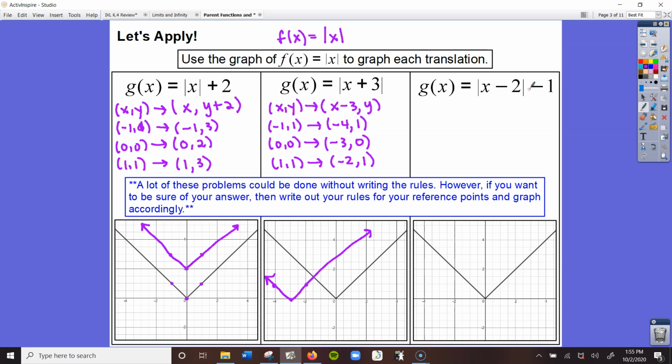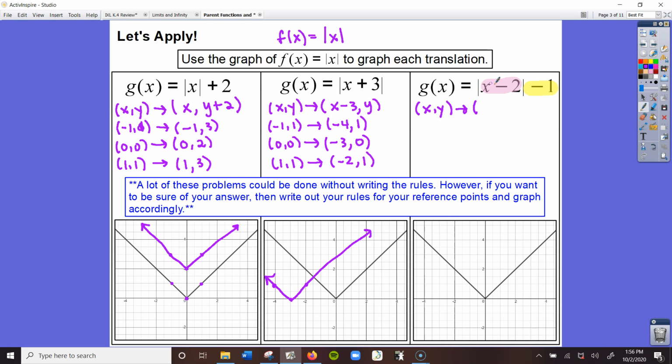With our final graph here, we have this that's affecting the x's, so it's going to move to the right 2, and then this that's affecting the y's, so it's going to go down 1. So for my rule, and I don't know if this is helpful, but this is what helps me, I typically like to highlight what is inside of the function and then what is outside of the function so that it's easy for me to see how to write the rule.